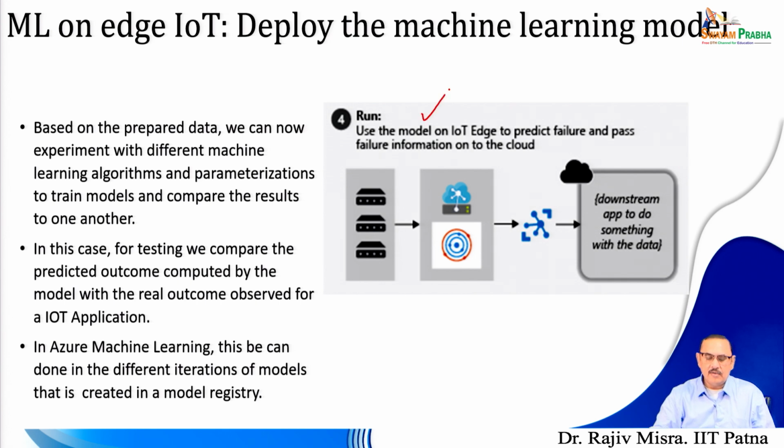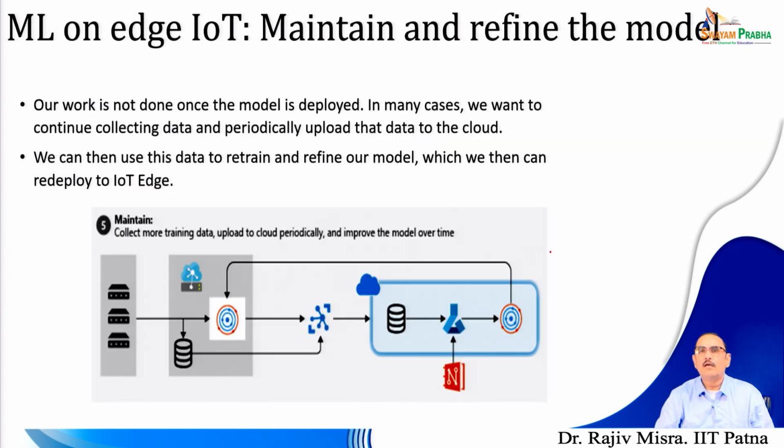Finally, it will use the model on the IoT edge to predict the failure and pass the failure information to the cloud, that is shown over here. And the fifth step is that it will collect more training data, upload it to the cloud periodically and improve the model over time.